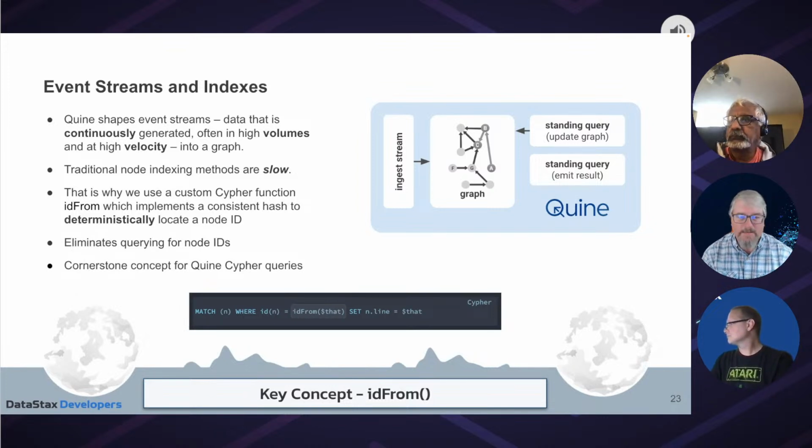And what that allows us to do is, as we ingest data in that ingest stream, we can place it into the graph indexed in the way that the rest of the graph is going to be. So we never have to know where the sequence counter is. We never have to look up where the relationships are. We can basically point a node into the graph by calculating what its index is going to be.